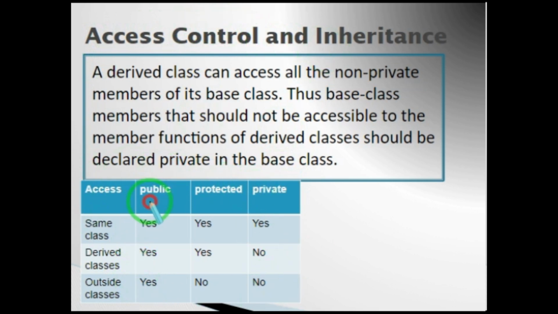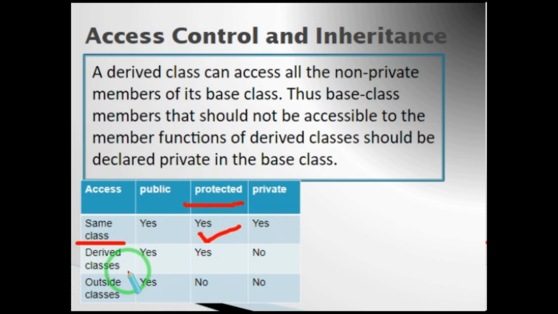See here, public data member access in the same class. See here how this matrix is read. A public data member is accessed in the same class, a public data member is accessed in a derived class, no problem. A public data member can be accessed outside the class. But what about protected? A protected data member is accessed in the same class, no problem.